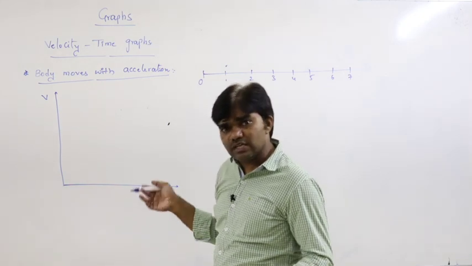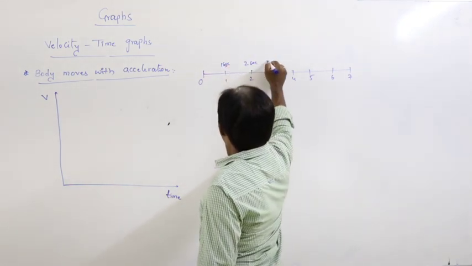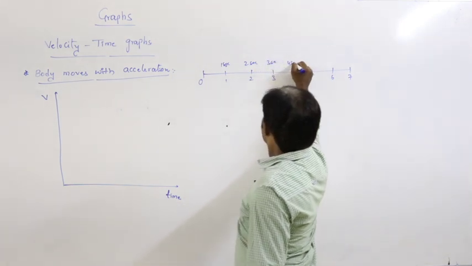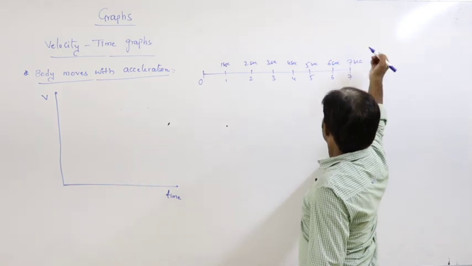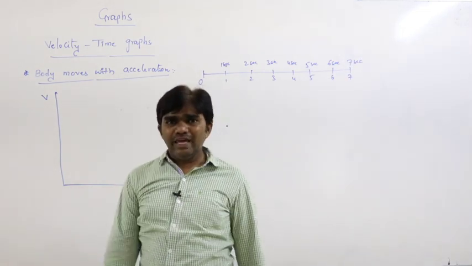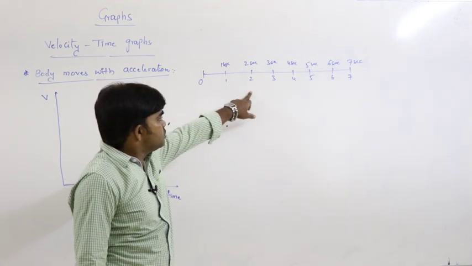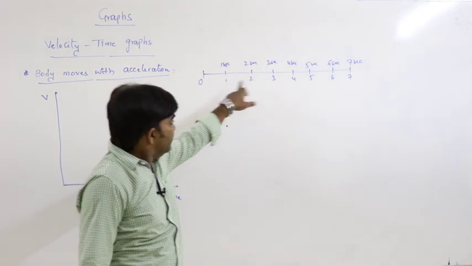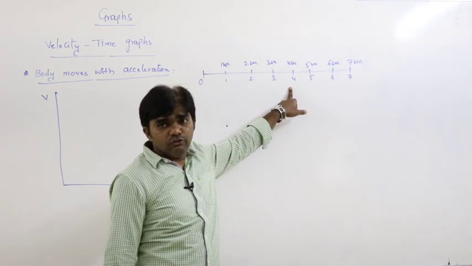If the time interval is also the same, let us say 1 second, 2 seconds, 3, 4, 5, 6, 7 seconds, like that. In 1 second, what is the change in velocity? 1 meter per second. In 2 seconds, 2 meters per second. In 3 seconds, 3 meters per second. In 4 seconds, 4 meters per second.